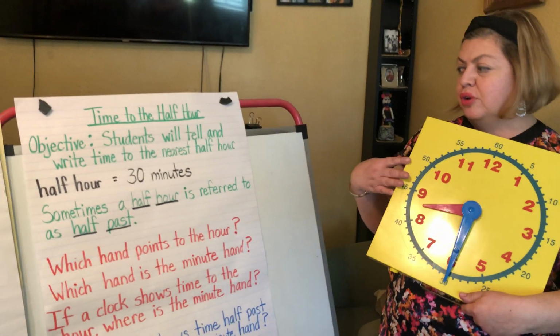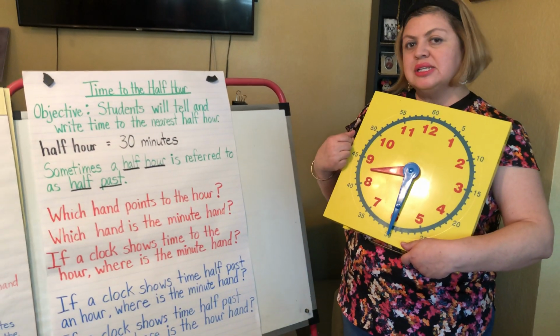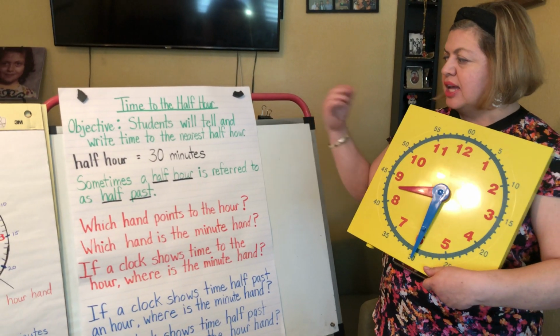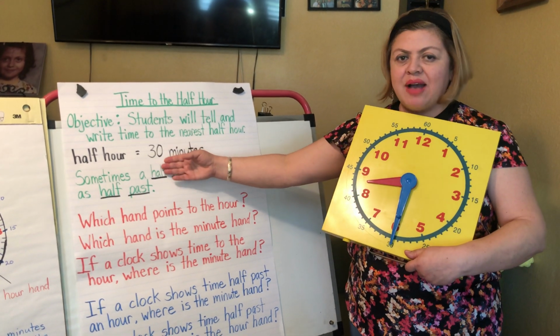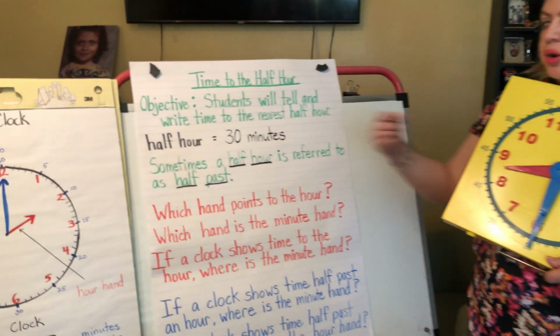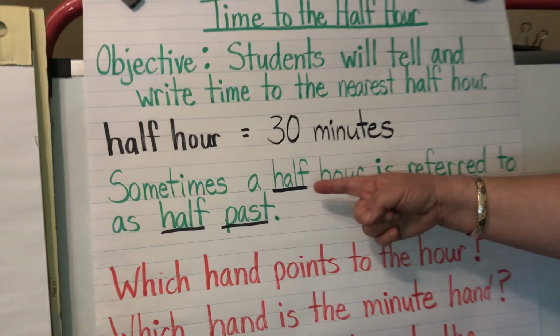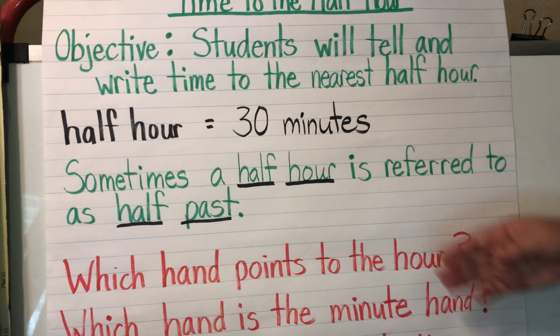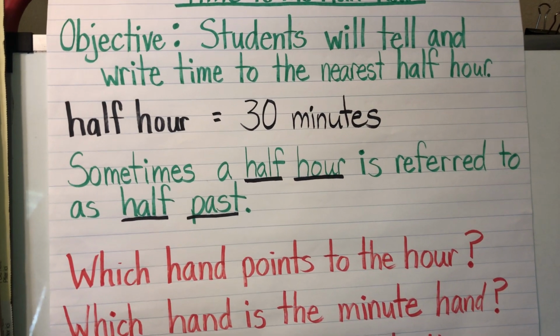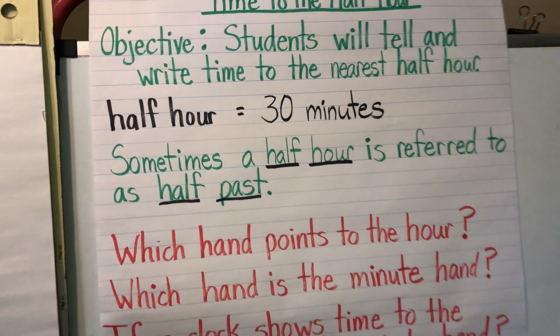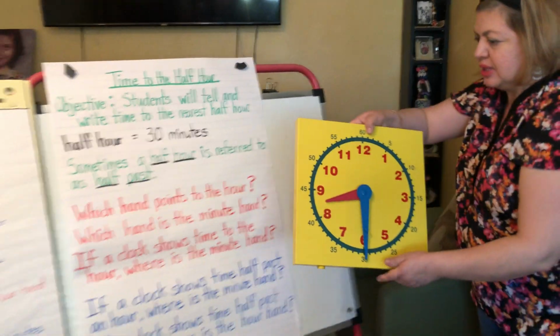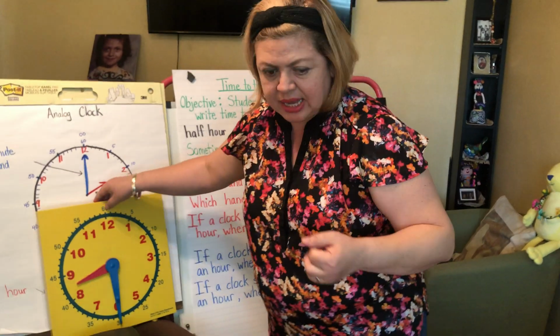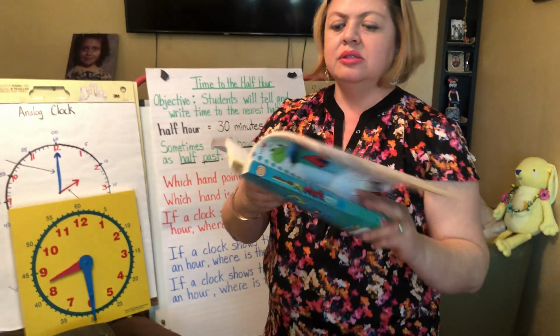So I hope you're getting a little better understanding of the analog clock, and this was helpful for you to understand the nearest half hour. So that's what we practiced today. Remember, a half hour is equal to 30 minutes, and sometimes we refer to a half hour as half past.